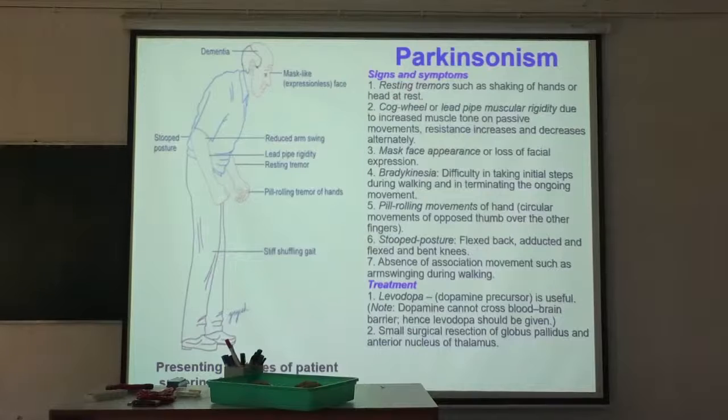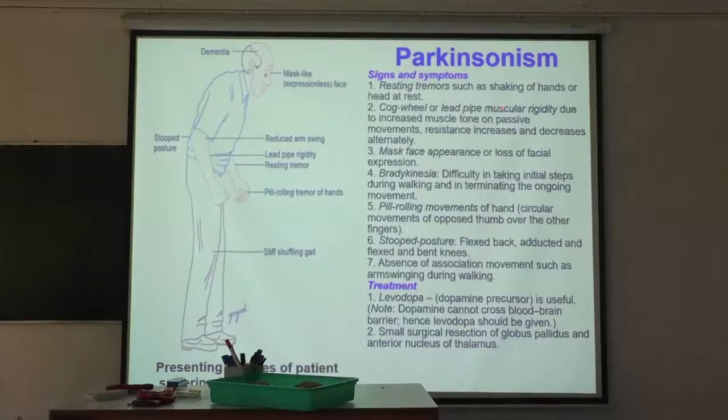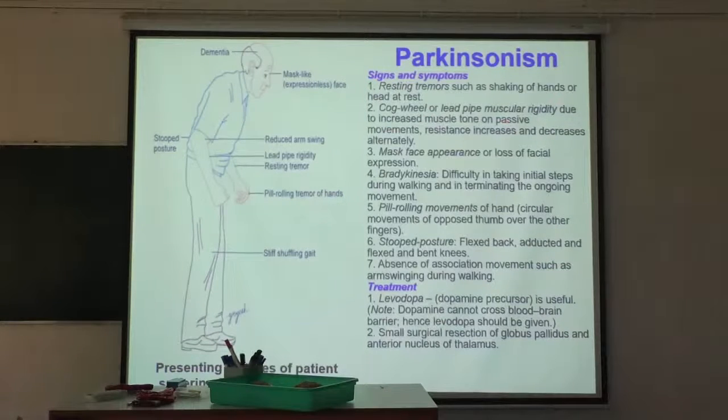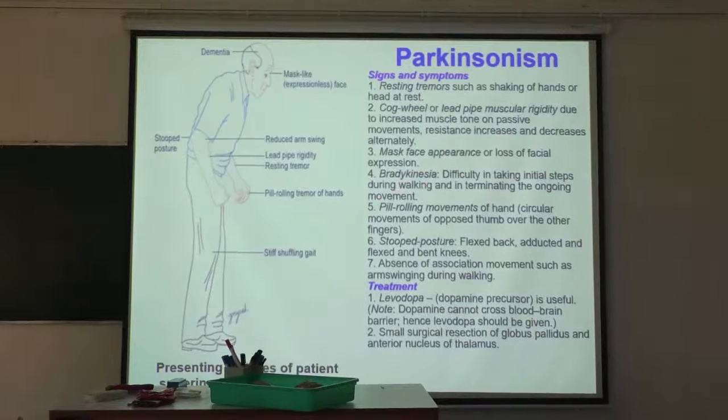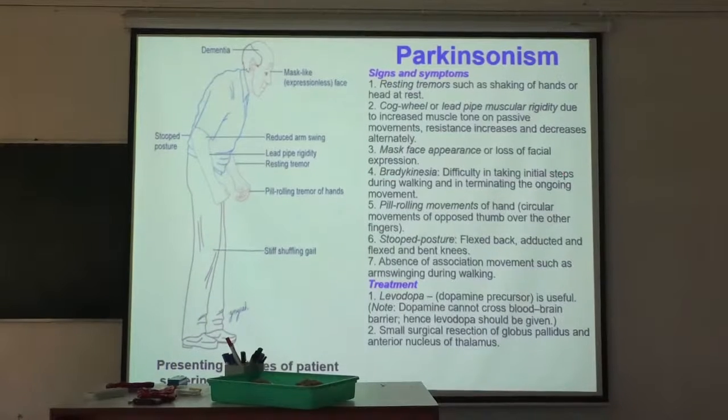So signs and symptoms are resting tremor, such as shaking of hands or head at rest, cogwheel or lead pipe muscular rigidity due to increased muscle tone on passive movements. Resistance increases and decreases alternately, cogwheel and lead pipe. Masked face appearance or loss of facial expression, bradykinesia, that is difficulty in taking initial steps during walking and in terminating the ongoing movement.